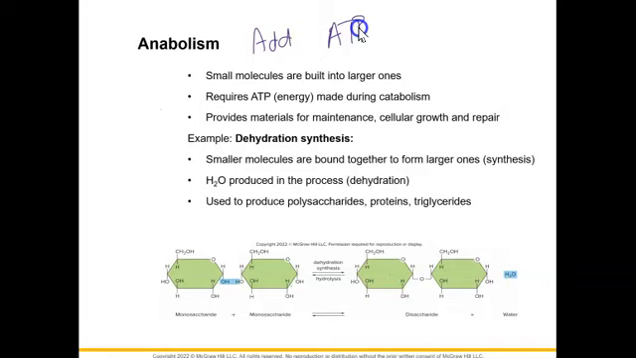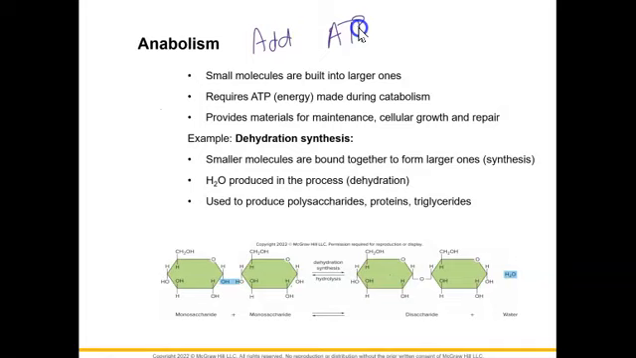Now, these anabolic reactions are going to be important because they basically allow us to build cells. So in order to have a cell, we need things like carbohydrates, we need nucleic acids, we need lots of proteins. And so these anabolic reactions provide materials for cell maintenance, cellular growth, as well as repair of cells when they get damaged.